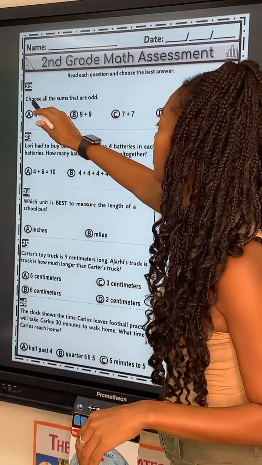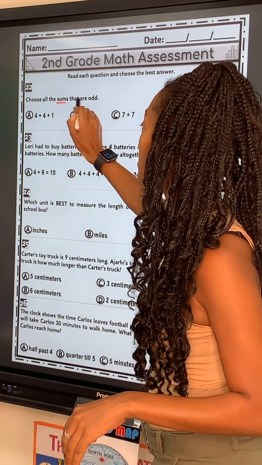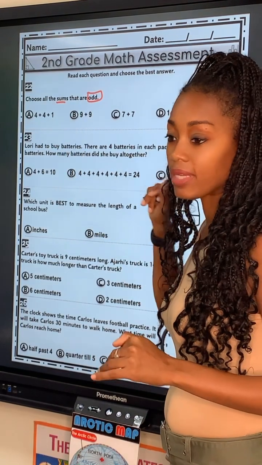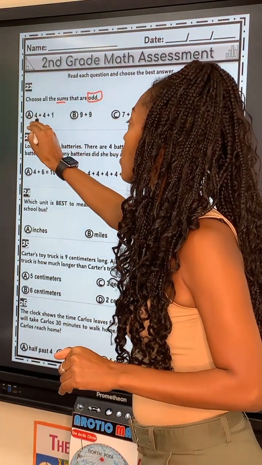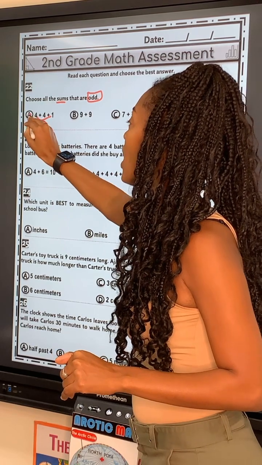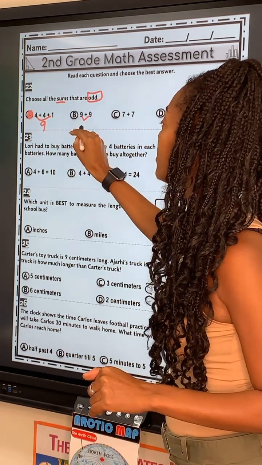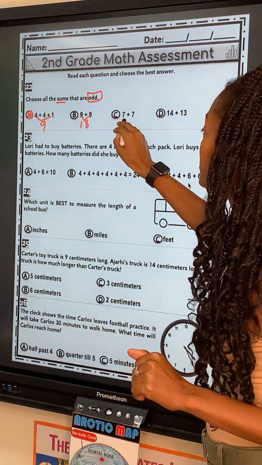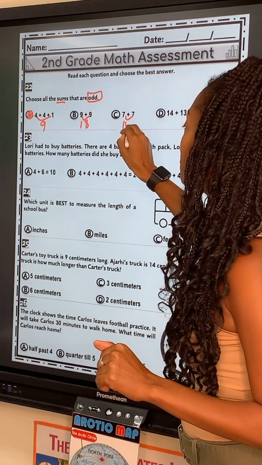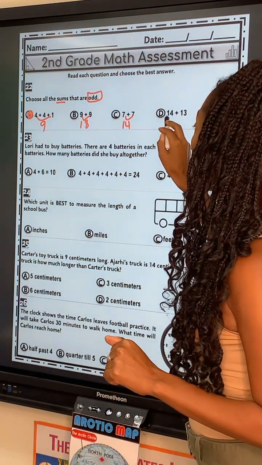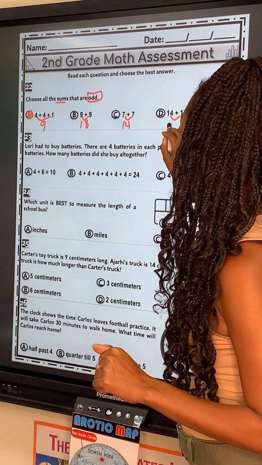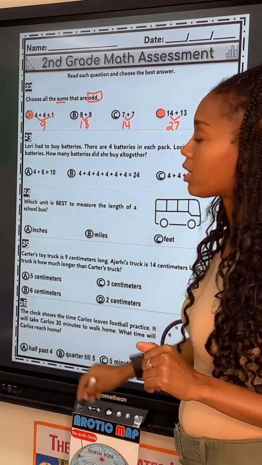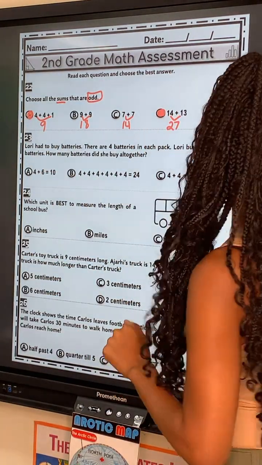Let's look at number 22. It says choose all of the sums that are odd. So now we're looking for odd numbers. What's 4 plus 4? 8. 8 plus 1? 9. That's an odd number right there. What's 9 plus 9? 18. So that's even, so that's not our answer. What's 7 plus 7? 14. That's even, so that's not our answer. What's 14 plus 13? 27. And that is odd, so that can be our answer. So our answers ended up being A and D.